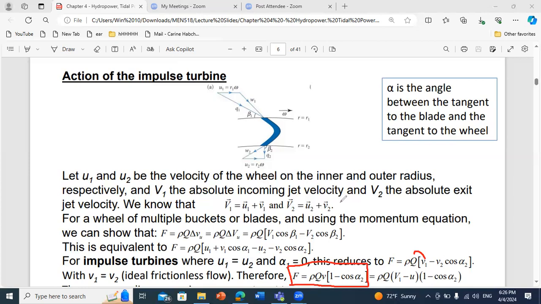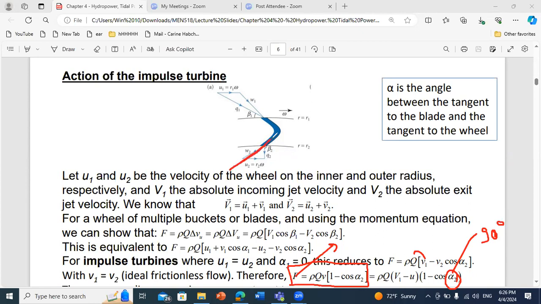Now, how do we maximize this force? It's clear from this equation that we want alpha 2 equal to 90 degrees. If alpha 2 is equal to 90 degrees, this means that, as we mentioned, alpha represents the angle between the tangent to the blade.